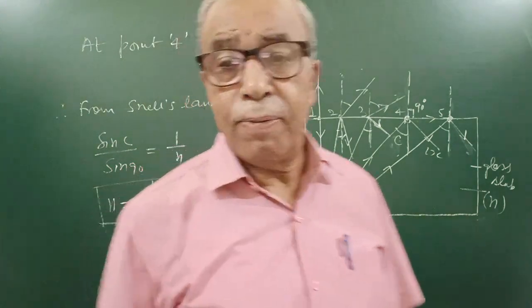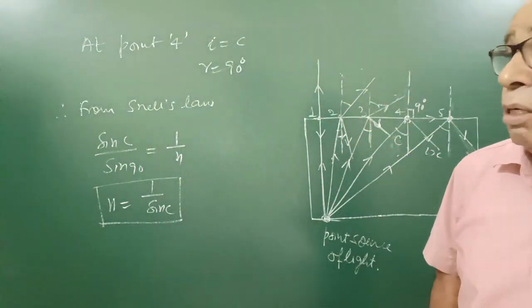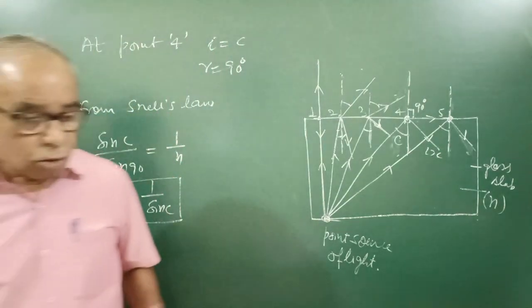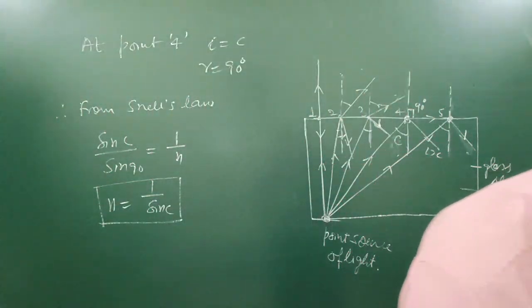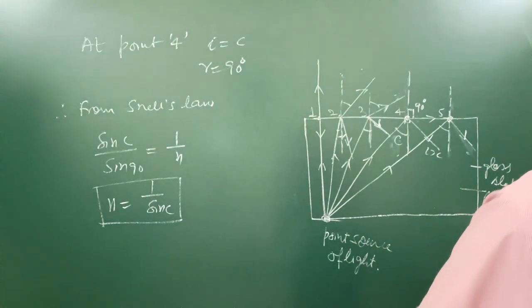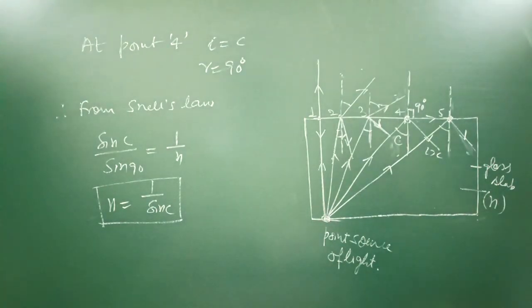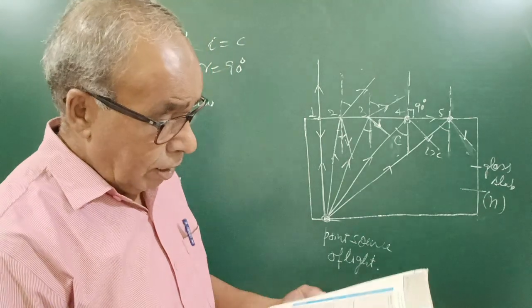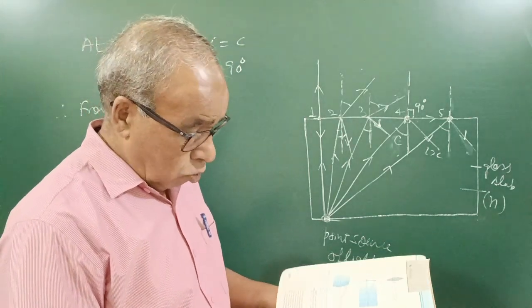Different materials have different values of refractive index. For water, n equal to 1.33. So critical angle for water, I think nearly 49 degree. There is a table in your book, please see these tables. बहुत जरूरी होता है पढ़ना इनको, लेकिन बच्चे नहीं पढ़ते हैं भाई. ये बहुत जरूरी है बच्चों.